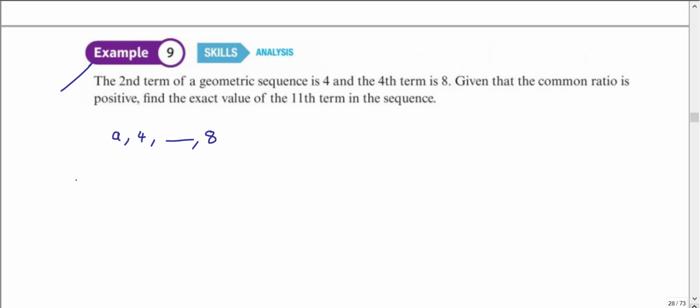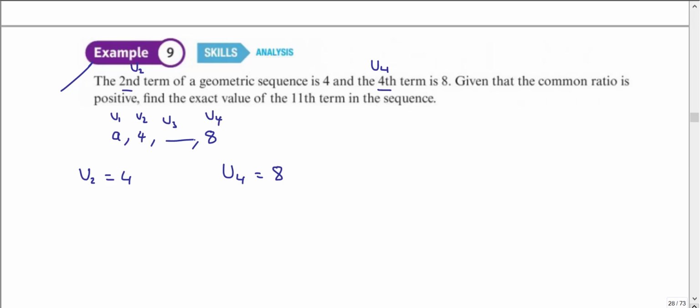So what are the givens? U2 is 4. What else? U4 is 8. Because this is U1. U1 is A, yeah? Yes, it's always A, but it's unknown. They didn't say anything about it. They only mentioned the second term, which is U2, and they mentioned the fourth term, which is U4.